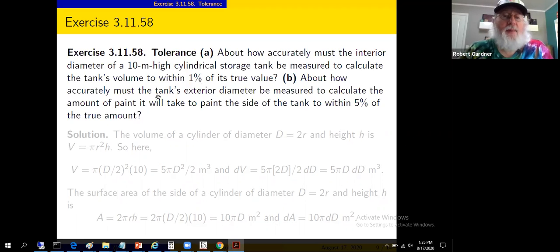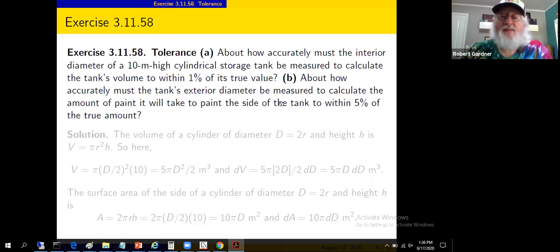Part B, about how accurately must the tank's exterior diameter be measured to calculate the amount of paint it'll take to paint the side of the tank to within 5% of the true amount. So in the first one, we want to measure the volume within a 1% error. And in the second one, they talk about paint. It's the surface area that matters. We want to measure the surface area to within 5%.